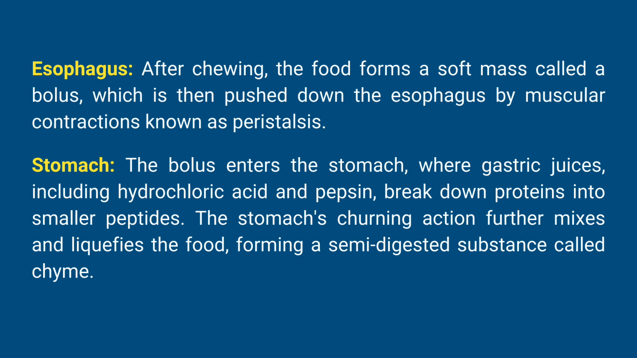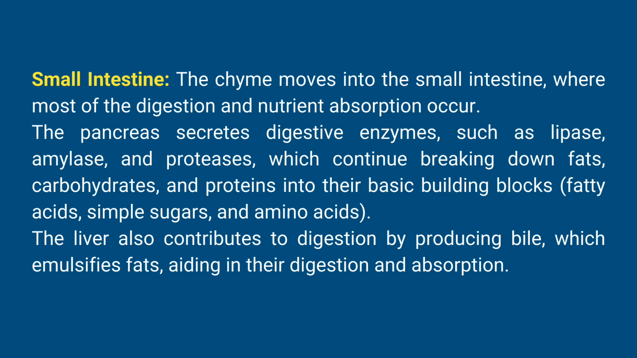Stomach. The bolus enters the stomach, where gastric juices, including hydrochloric acid and pepsin, break down proteins into smaller peptides. The stomach's churning action further mixes and liquefies the food, forming a semi-digested substance called chyme. Small intestine. The chyme moves into the small intestine, where most of the digestion and nutrient absorption occur.